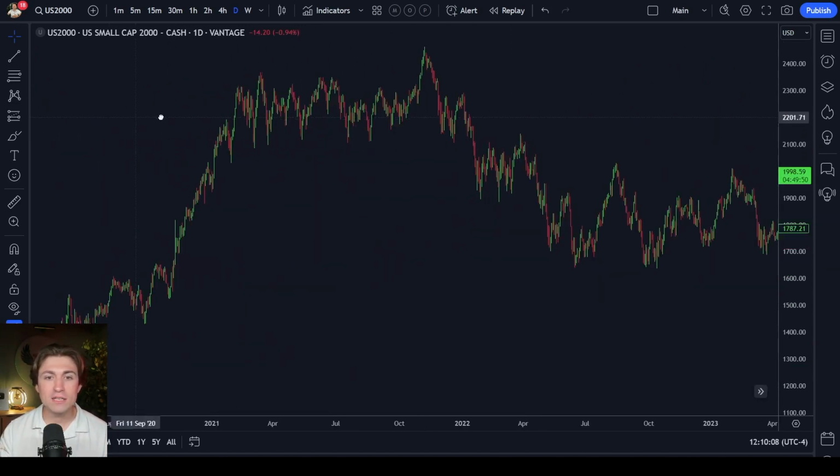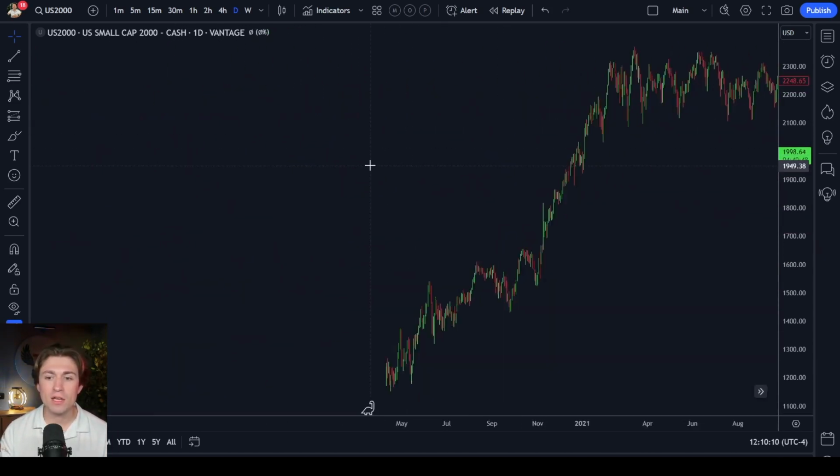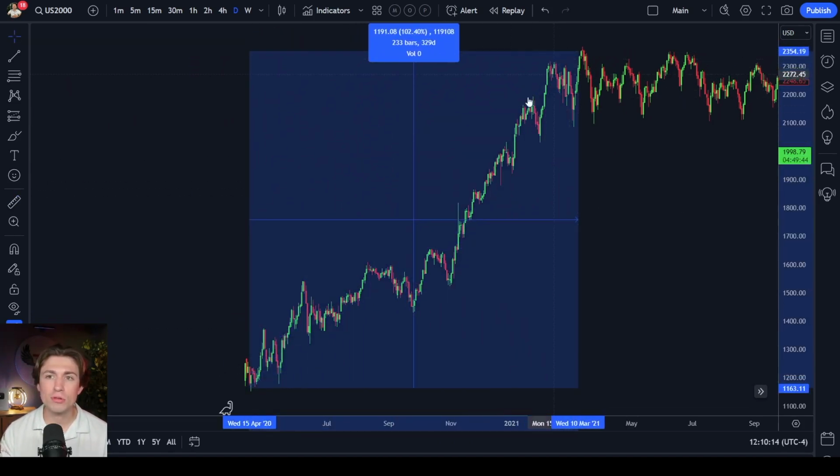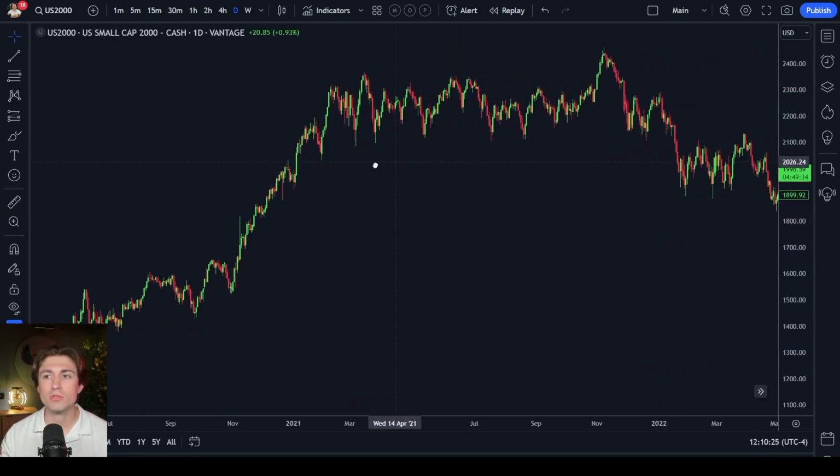One very easy reference we can talk about is the post-COVID era. Take a look at the growth that the Russell experienced, up 100% from April of 2020 to the peak here in March of 2021. That is a massive, near doubling in just a year, which is an impressive growth.